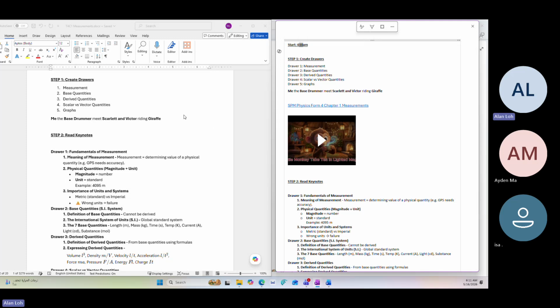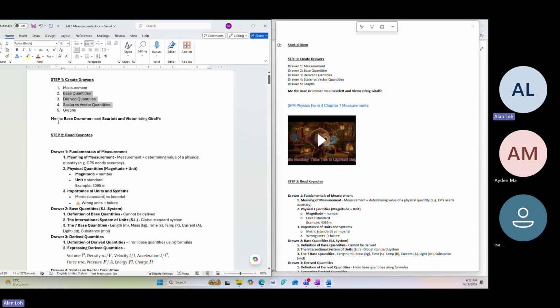Now, the first step is to remember the drawers. What are the drawers? We have 5 drawers. We have measurements, base quantities, derived quantities, scalar versus vector quantities, and graph. The name itself, measurement, is to explain how we define measurements and what types of measurement we have, in terms of quantities. That's why you see so many quantity terms in the drawers. So how do we remember these 5 drawers?